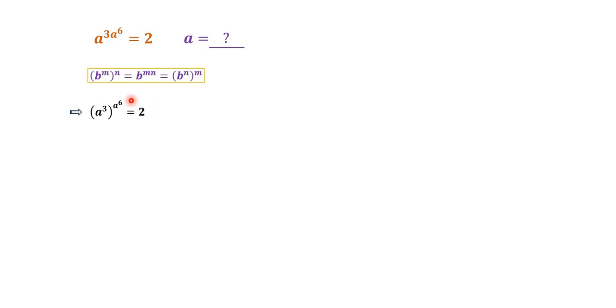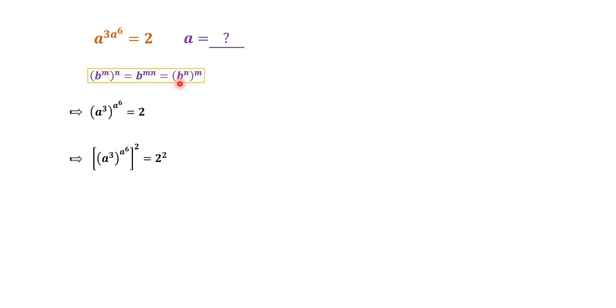So for this kind of equation, we would like to say something to the power of something is equal to something to the power of something on the right side. So we can consider the base is equal to the base, the power is equal to the power. With this idea, we take the square for both sides of the equation, and we have a to the power of 3, then to the power of a to the power of 6, then to the power of 2 is equal to 2 to the power of 2.